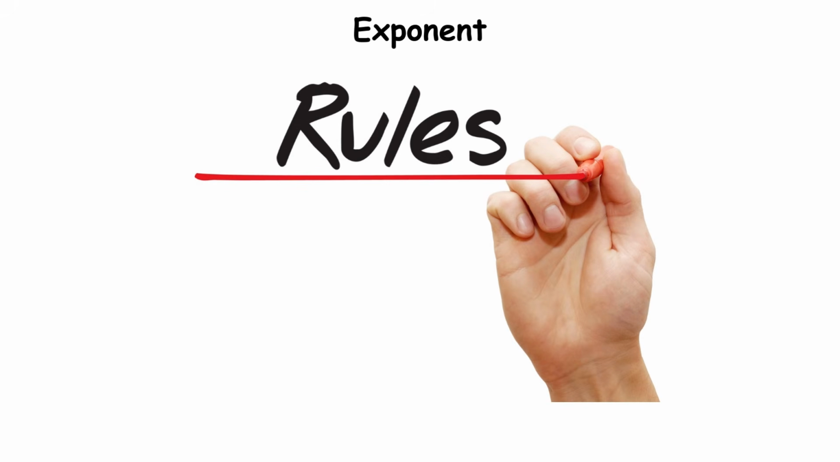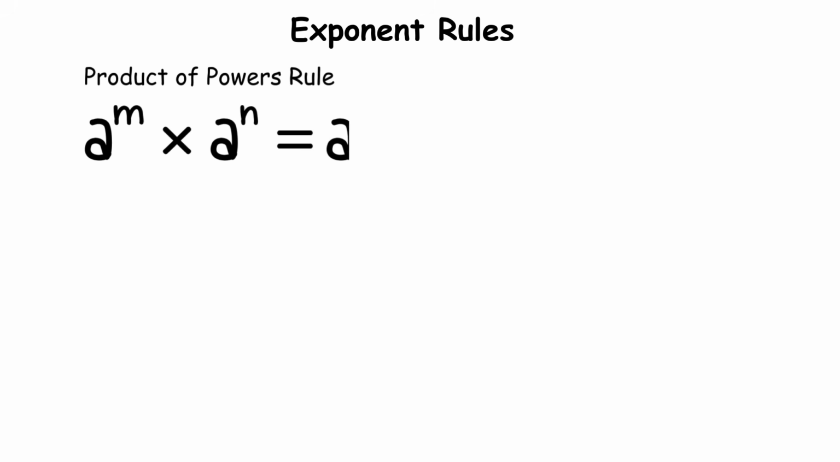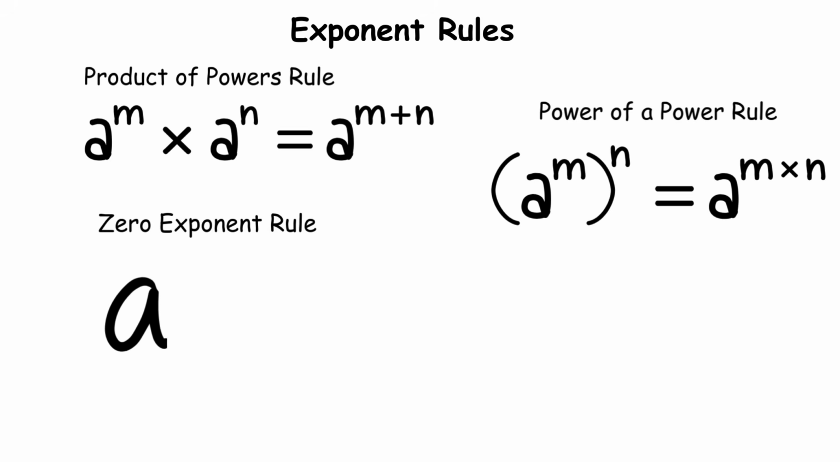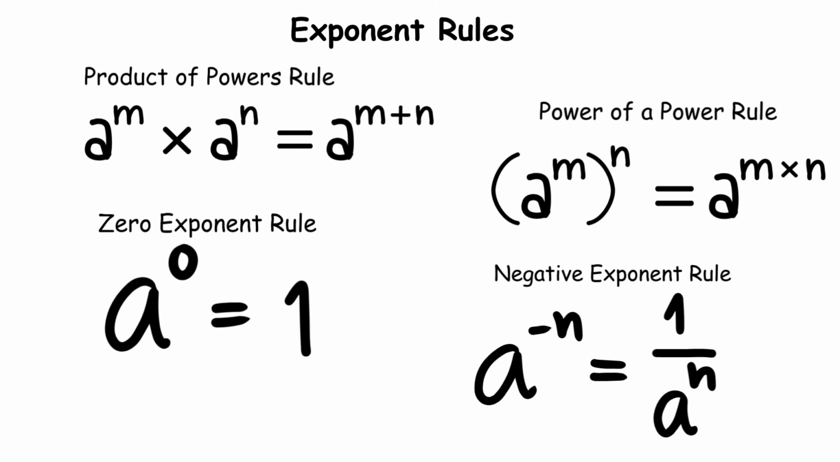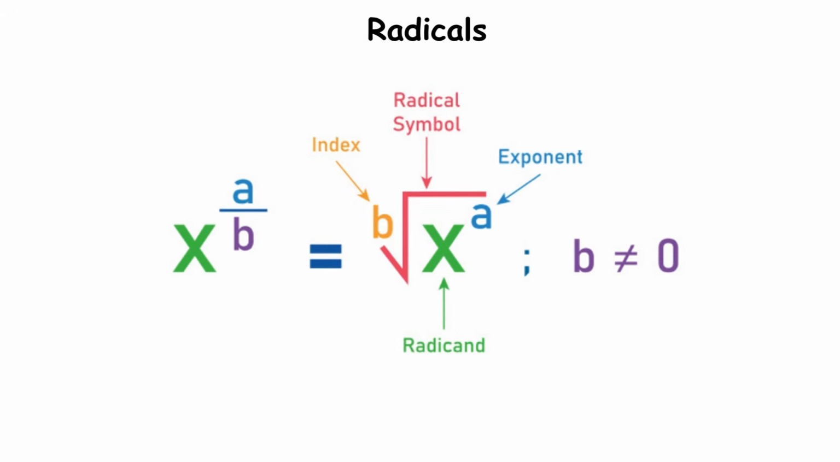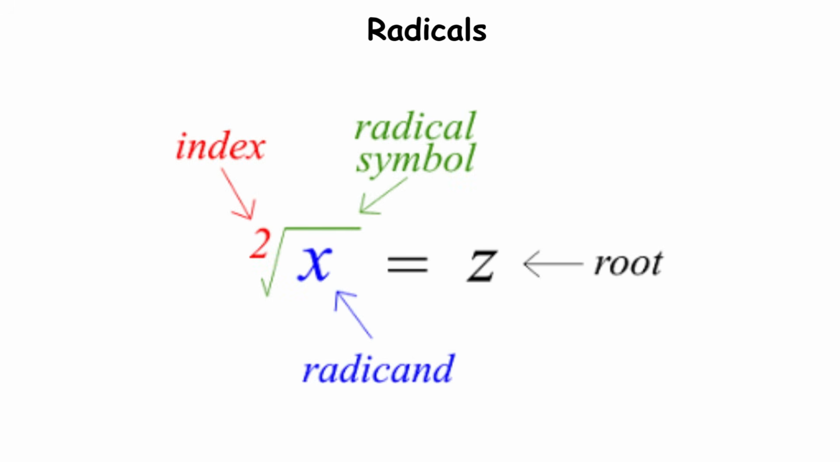To work efficiently with exponents, we use a set of exponent rules. For instance, when multiplying terms with the same base, you add their exponents. When raising a power to another power, you multiply the exponents. Any non-zero number raised to the power of 0 equals 1, and negative exponents represent reciprocals. On the flip side, radicals, also known as roots, reverse the process of exponentiation.